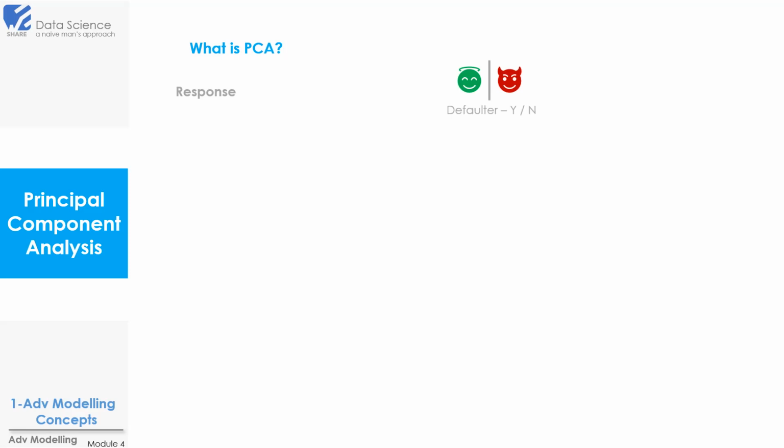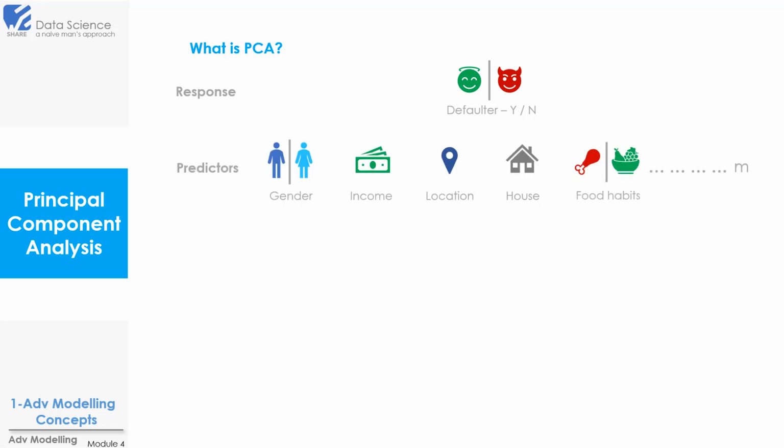Now let's say we are working on a model to classify our customers for loans. So our response variable shall have two categories, defaulters and non-defaulters. Now let's say we have predictors such as gender, income, location, whether the customer has a house or not, their food habits, and so on up to m variables. Now it's apparent to us that food habit has no relation to a customer being a defaulter or not. So one way is to eliminate this variable altogether. This is called feature elimination.